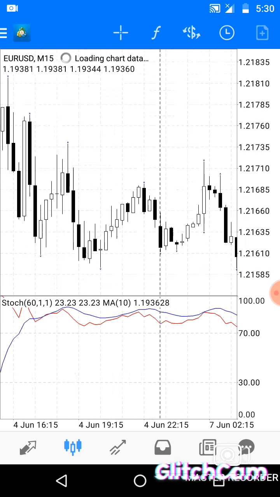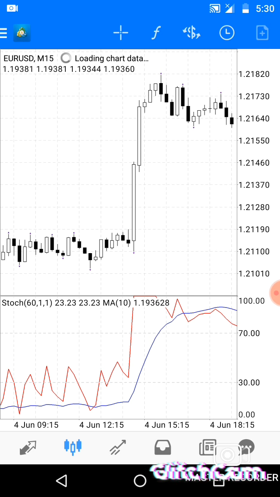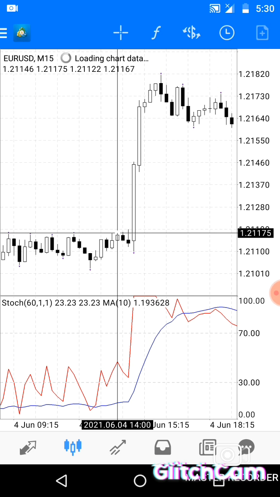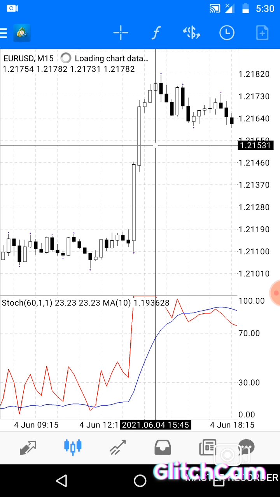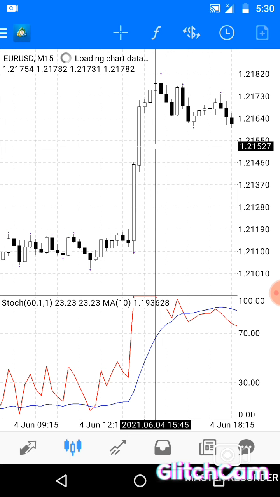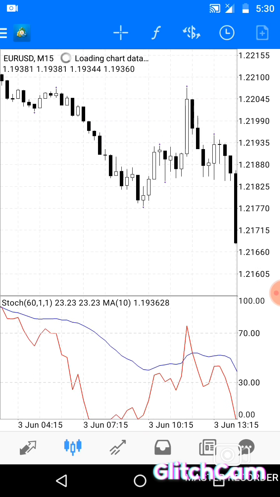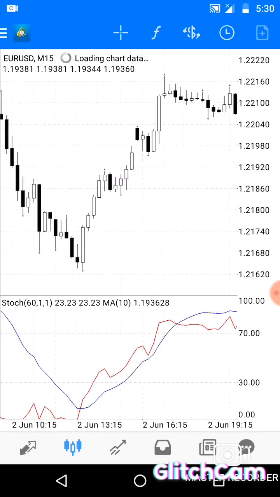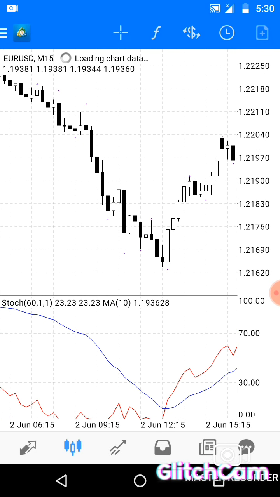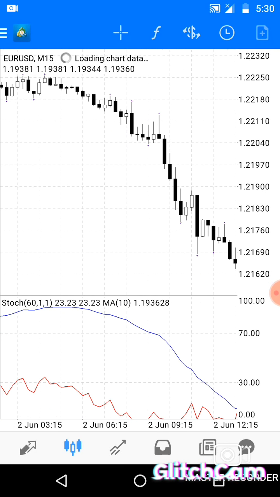As you can see, it comes all the time. It forms here again, but the moving average and the stochastic do not cross, so you leave that one. As you can see, it comes all the time. This is the best entry and exit point of the market.